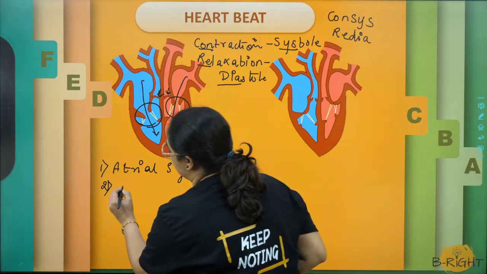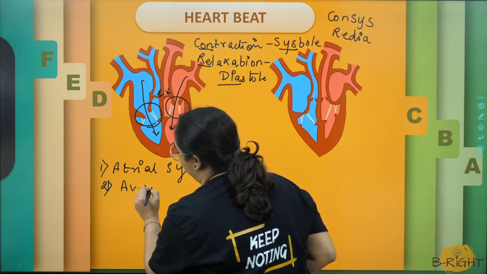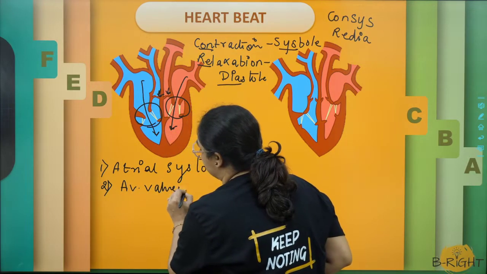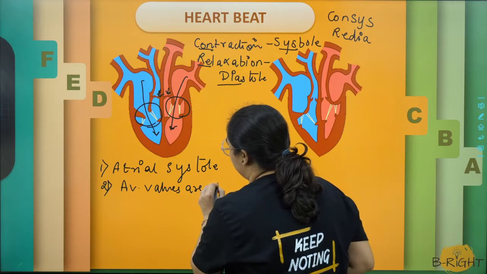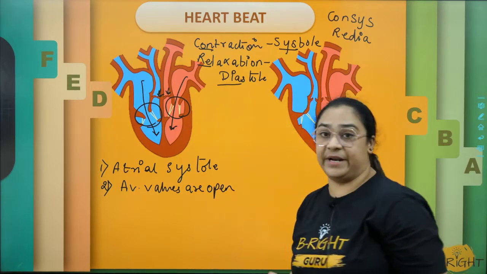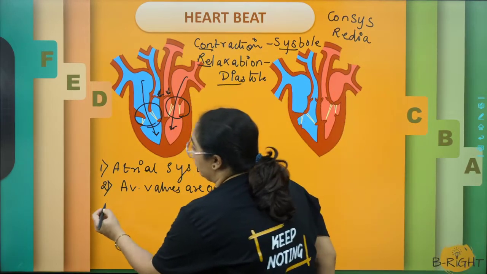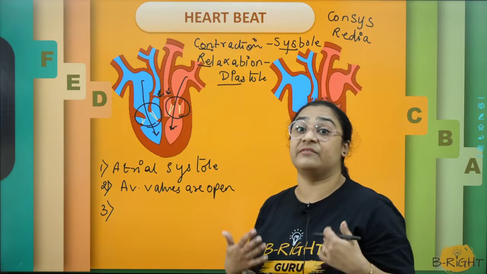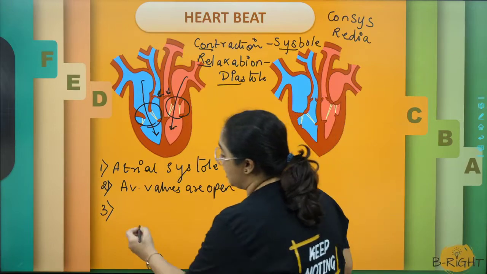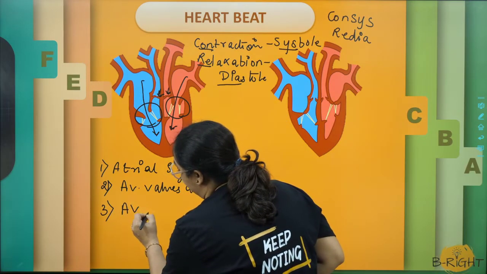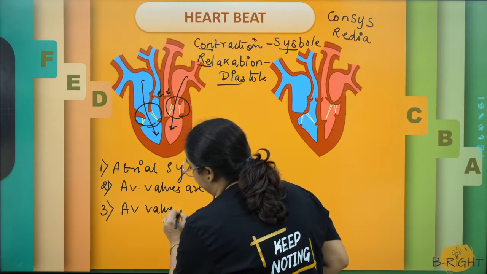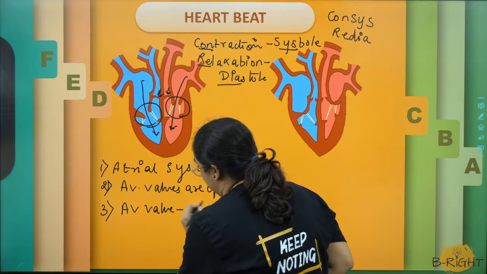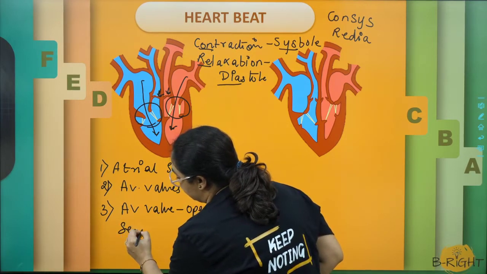Okay, so the second question is that AV valves are open. Iska answer hoga that AV valves are open and the blood is flowing from auricle to ventricles, right? Now what is the third thing? Which valves are open? They mostly ask that which valves are open and which valves are closed. So what do we write down? AV valves are open, AV valves open and semilunar valves are closed.